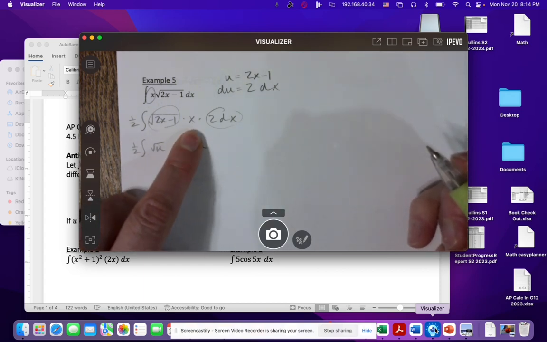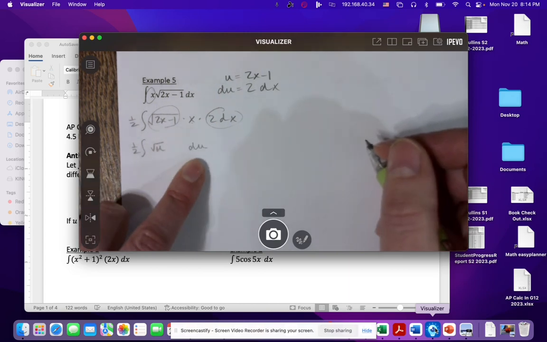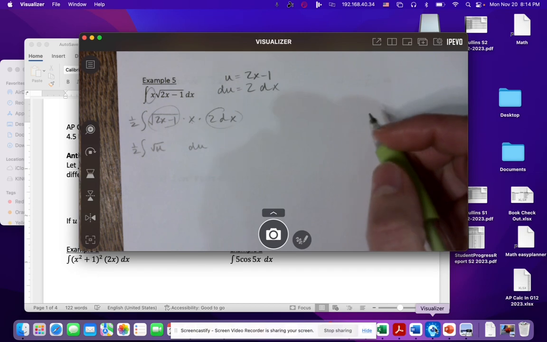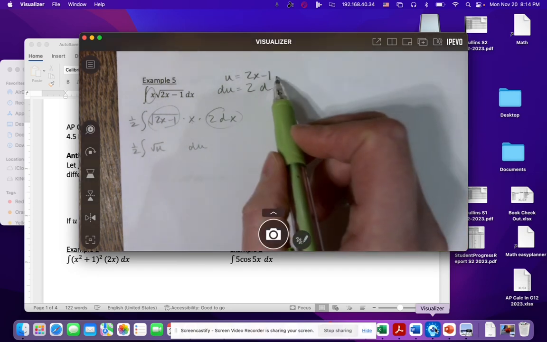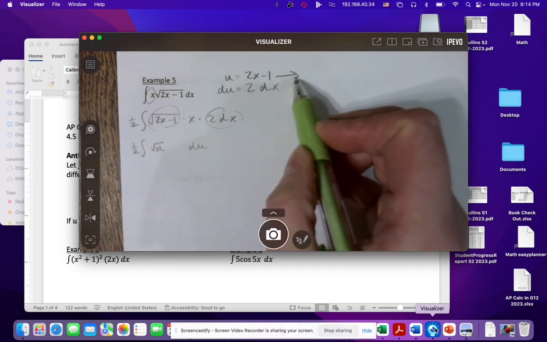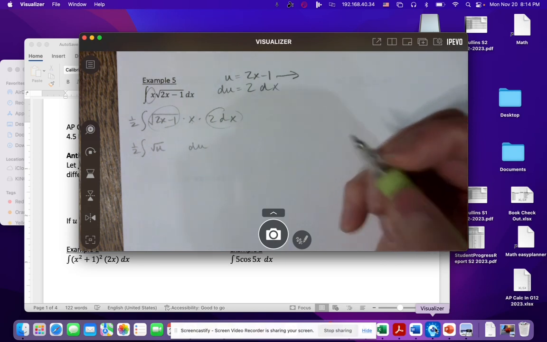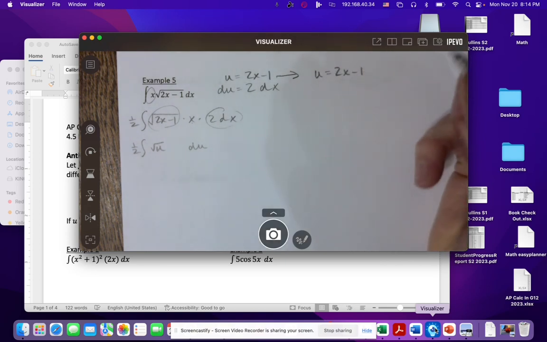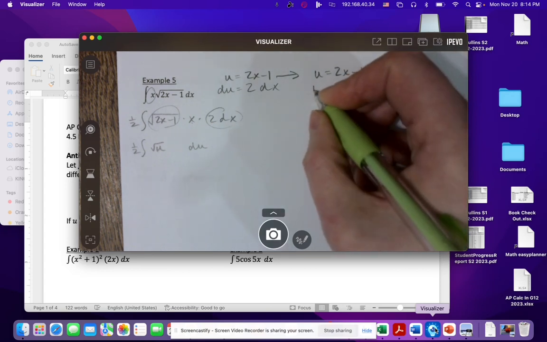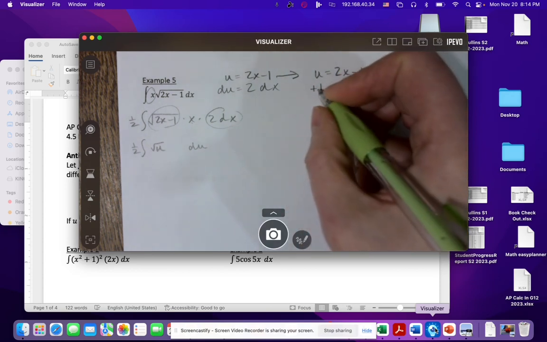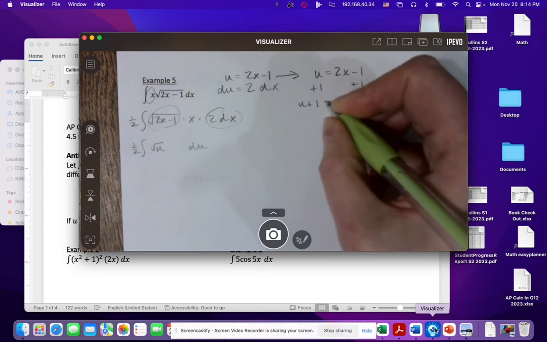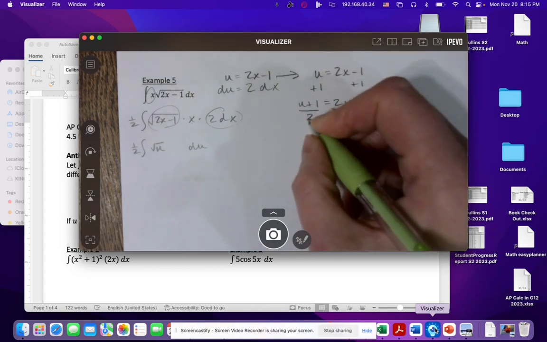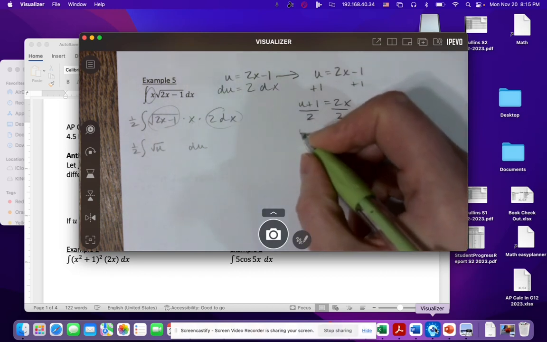So if I have an x that I need to get rid of and I want to only have u's here, I need to look at the equation I have that involves both u and x. So that would be this equation right here. So I need to figure out what I could substitute for x. So I'm going to take this equation and rearrange it and get x by itself. And you can see I'm going back to showing plus 1 on both sides. I'm showing all the work right now. And if I solve for x, I get (u plus 1) divided by 2.